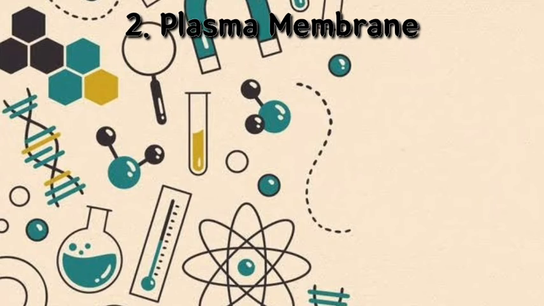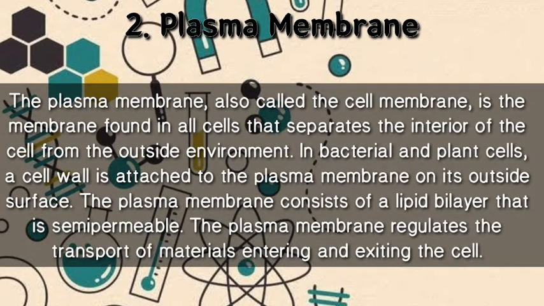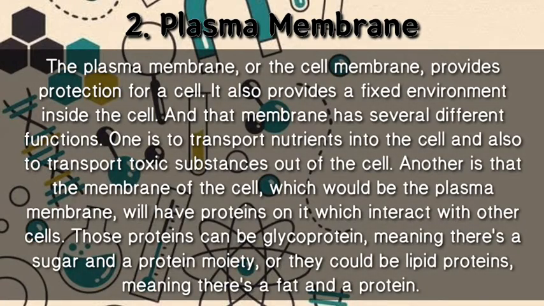As I've mentioned earlier, the plasma membrane, also known as the cell membrane, is the membrane found in all cells, and it separates the interior of the cell from the outside environment. In bacterial and plant cells, the cell wall is attached to the plasma membrane on its outside surface. The plasma membrane consists of a bilayer of lipid that is semi-permeable. It regulates the transport of materials entering and exiting the cell. It provides protection for the cell. It also provides a fixed environment inside the cell.